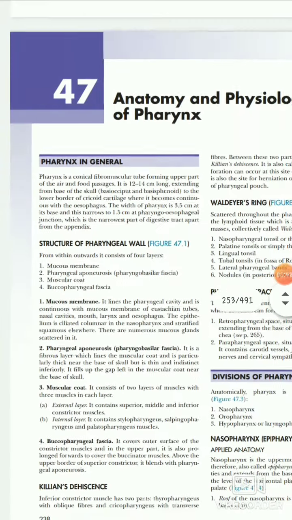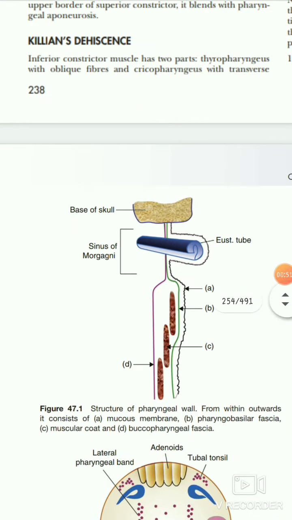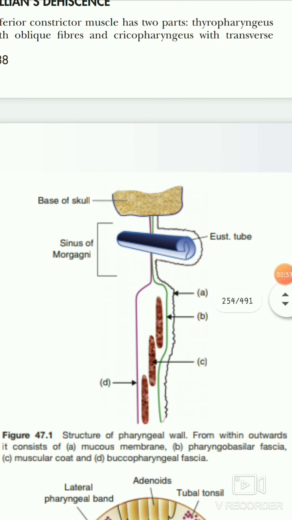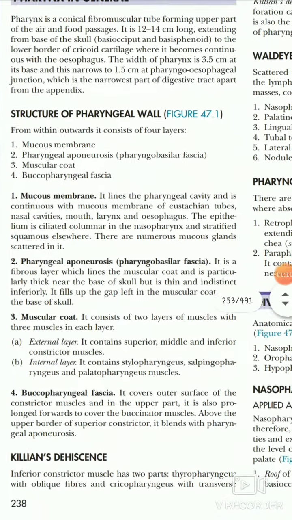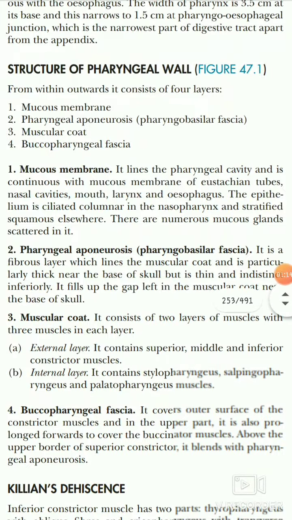Structure of the pharyngeal wall. Figure 47.1. From within outwards, it consists of mucous membrane, pharyngobasilar fascia, muscular coat, and buccopharyngeal fascia. Base of the skull, sinus of Morgagni, eustachian tube. From within outwards, it consists of 4 layers: mucous membrane, pharyngeal aponeurosis or pharyngobasilar fascia, muscular coat, and buccopharyngeal fascia.